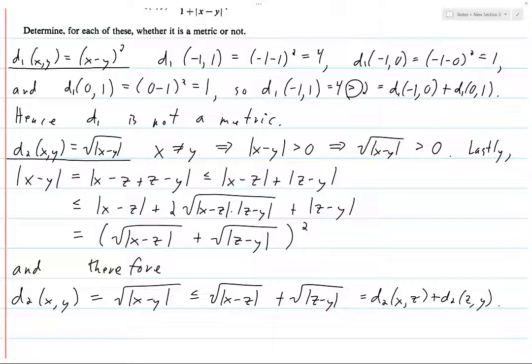What you're going to do is you're going to work backwards. You're going to start with this thing here. You need, okay, so we need d2 of xy to be less than or equal to d2xz plus d2zy. Okay, well, let's write that out. What does that mean? That means we need the square root of this thing to be less than or equal to the square root of this thing plus the square root of this thing. And then you'd be like, okay, well, what would that require? So let's square both sides of this and go from there.